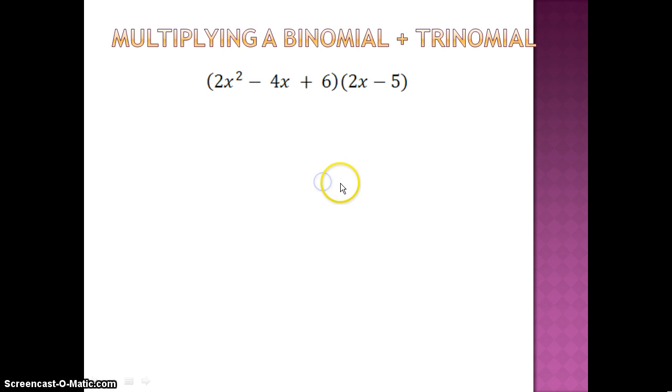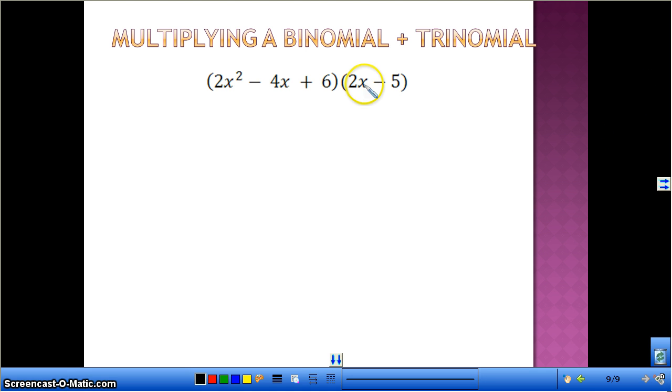Okay. All right, so let's do this again. This is the last problem in the lesson, so let's do this one more time. Okay, so we're going to take this 2x and we're going to distribute it all the way through. Okay, the whole thing has to go into this trinomial here. So I'm going to start over here on the end.